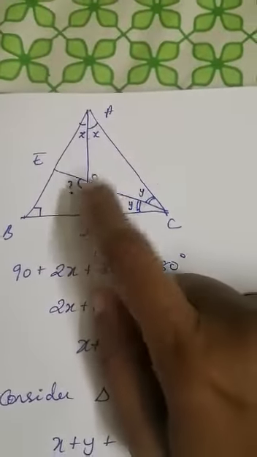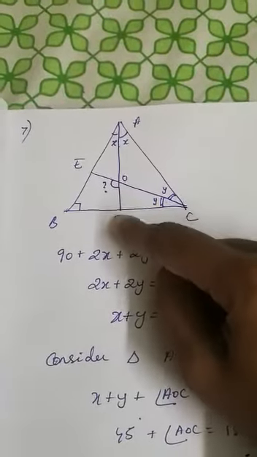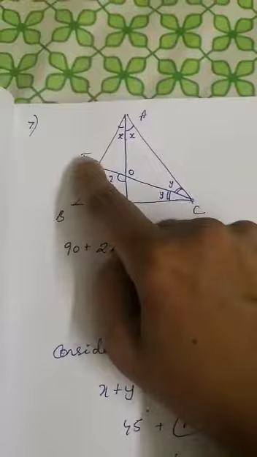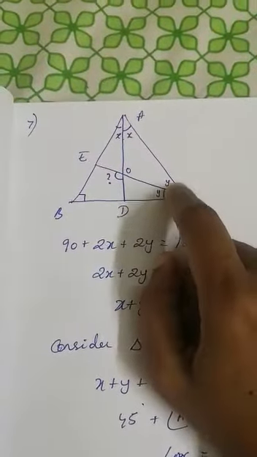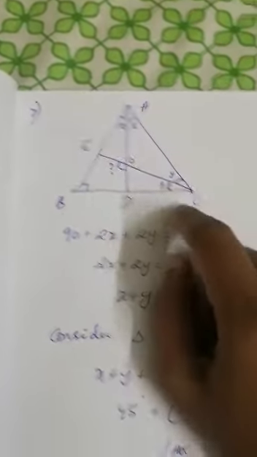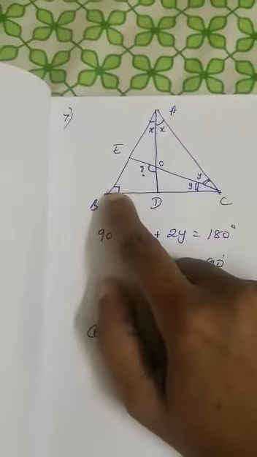For the seventh question, you have to find this EOD. Actually it is given, this is the angle bisector. So these two angles are equal and this is the angle bisector. So these two angles are equal. These two angles I am mentioning as x, x. Here I am mentioning as y, y. This angle is given as 90 degree.